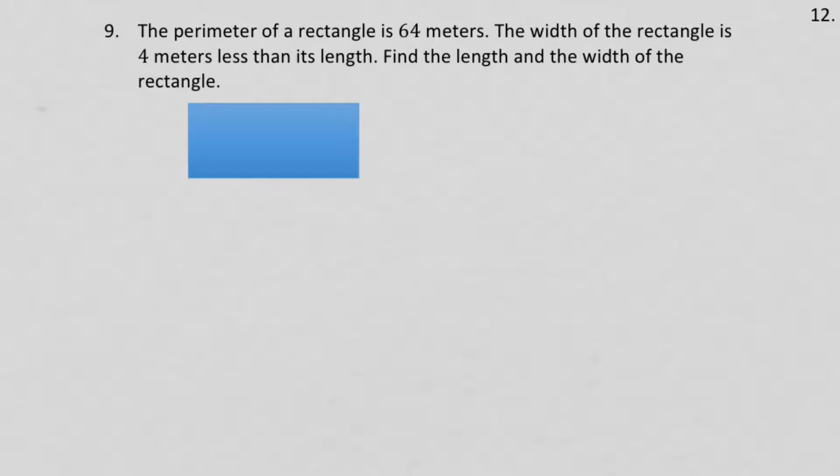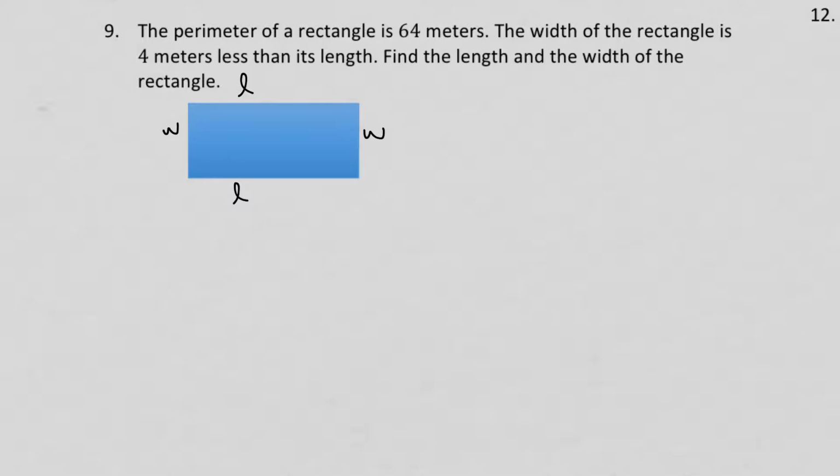Okay, number 9. The perimeter of a rectangle is 64 meters. The width of the rectangle is 4 meters less than its length. Find the length and the width of the rectangle. First, here I have a rectangle. I'm going to label it L for length. Here's the length. This is also the length. And these are W and W.